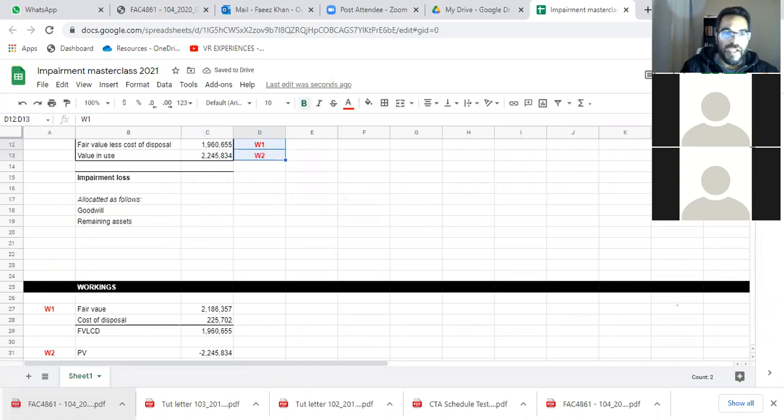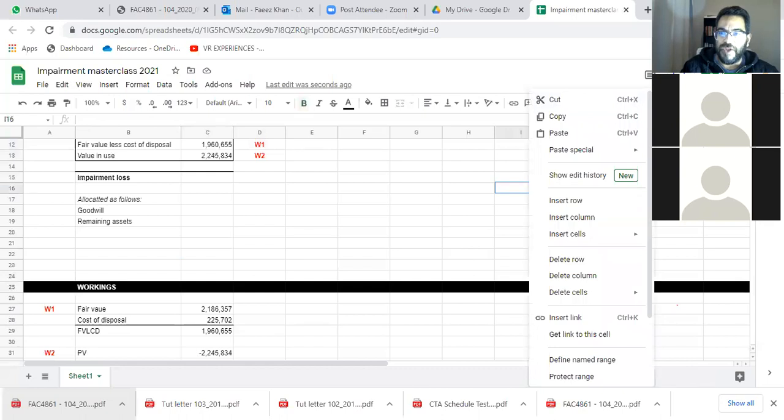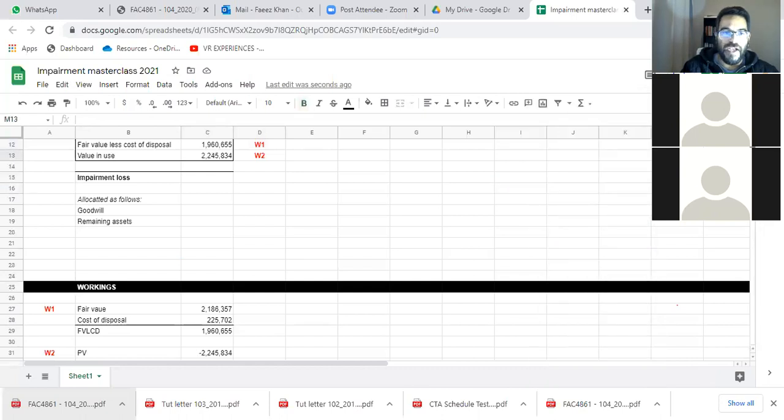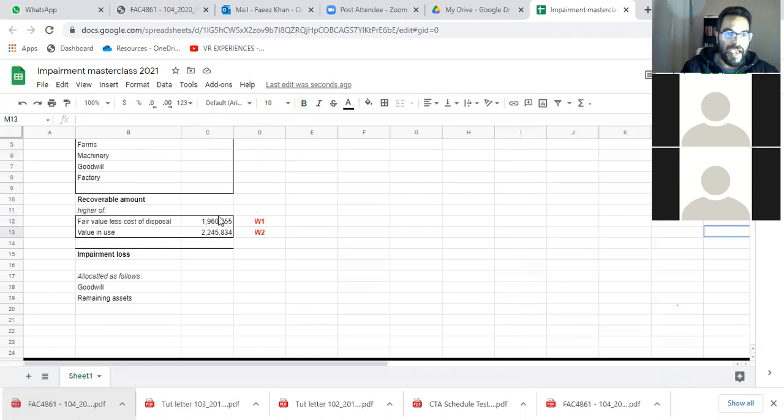Now remember, your recoverable amount is the higher of value in use and fair value less cost of disposal. Which one is the higher amount? It is the value in use. So therefore, I will just say equal to that. Okay, so my recoverable amount is the higher of, because I put the words higher of.